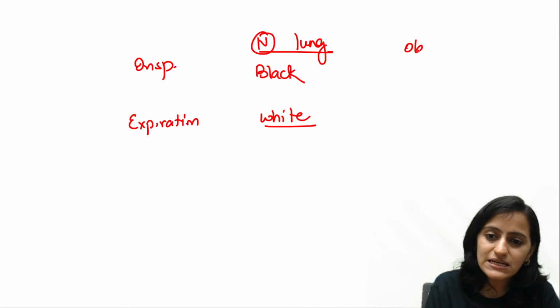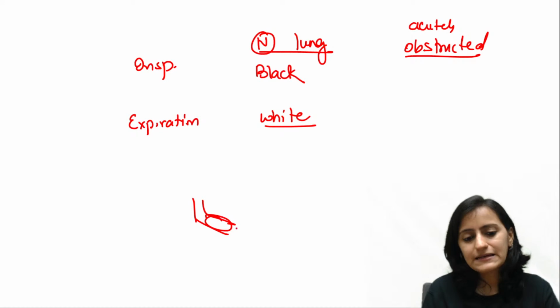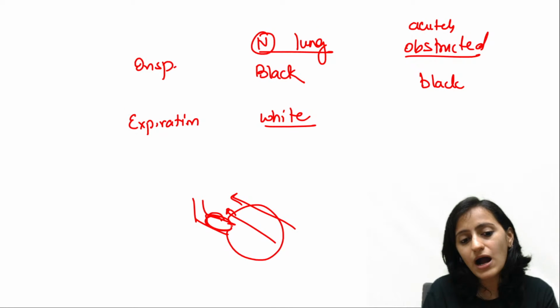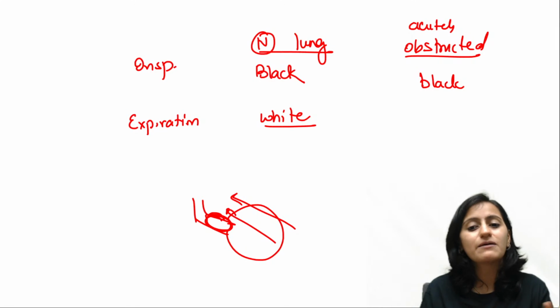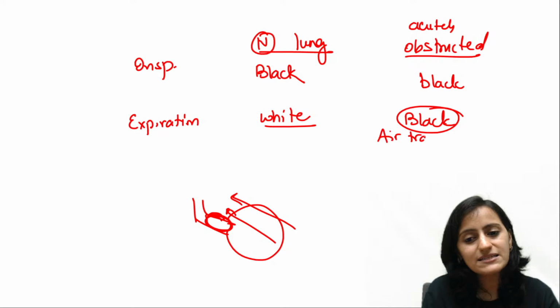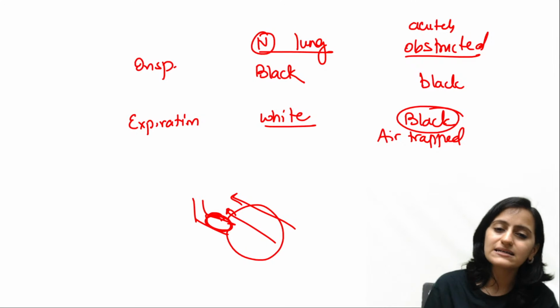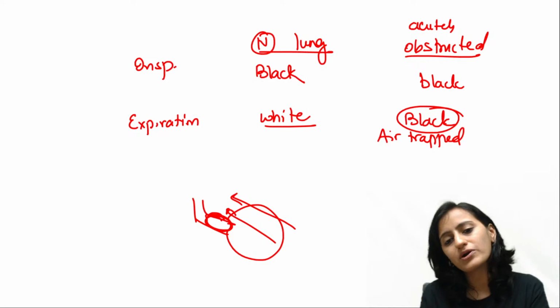Now, what will you see in an obstructed lung, an acutely obstructed lung, to be very specific? In acute obstruction, the air is trapped inside, so the lung will be black. In expiration, the air is not able to go out because it is obstructed. So will this obstructed lung become white? It will not become white, it will stay black, because the air is trapped. So a black lung even on expiration is an indication of a foreign body on that side.